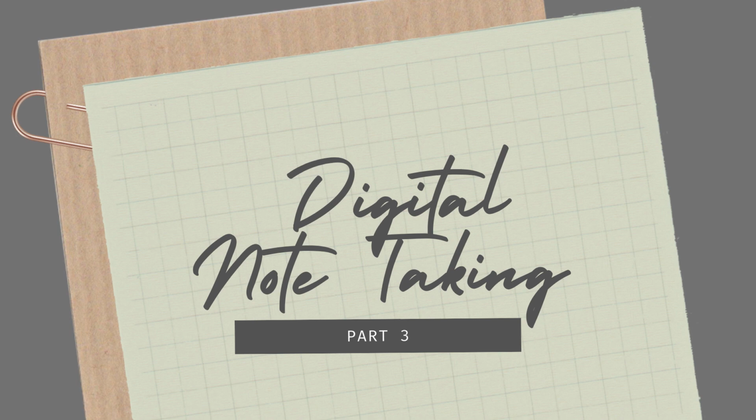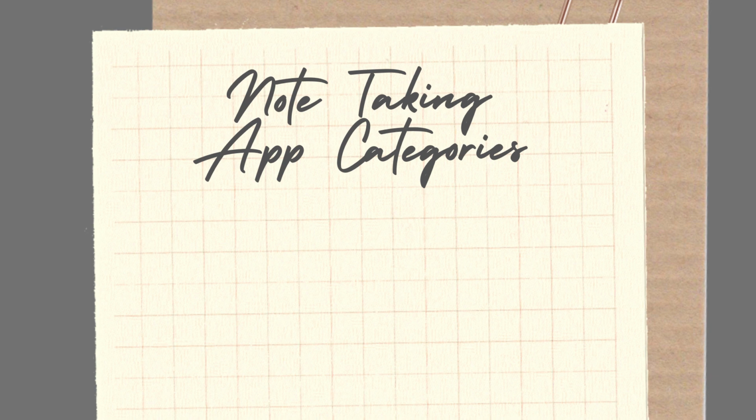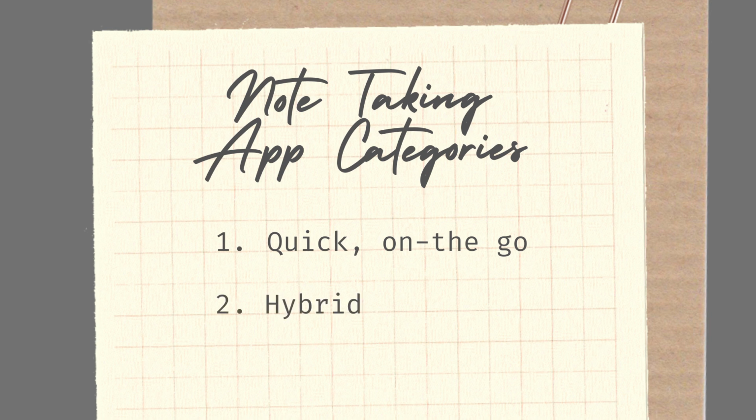Today, we are going to take a look at some more digital note-taking apps. If you've watched the other videos in this series, you will know that I have broken down note-taking apps into three categories. The first is the on-the-go apps that are probably already downloaded to your device. The second are hybrid apps that you can use for note-taking as well as a variety of things with the ability to use some sort of keyboard.